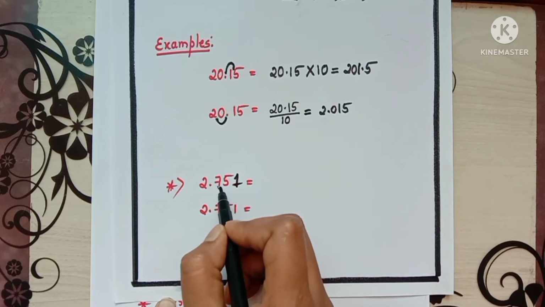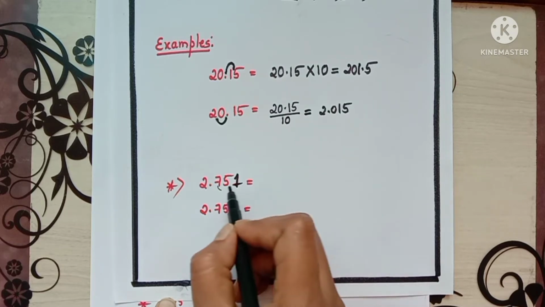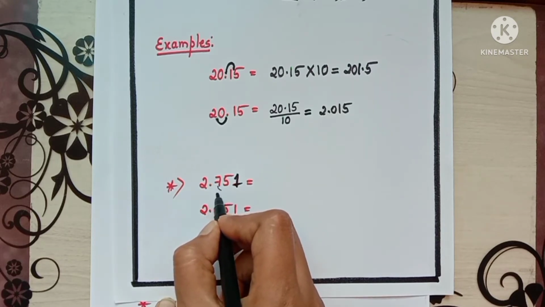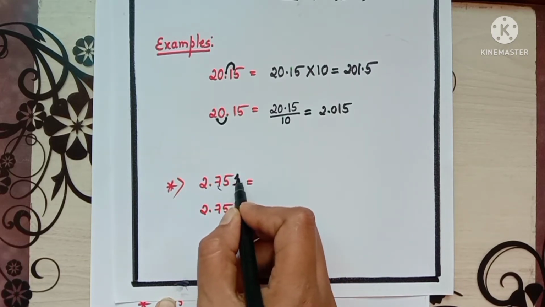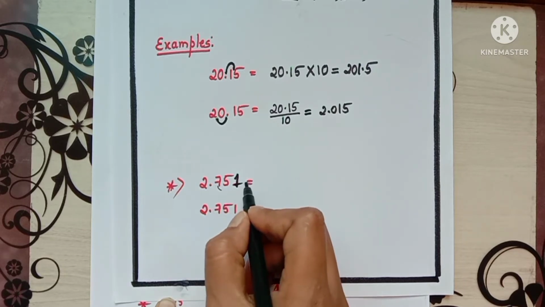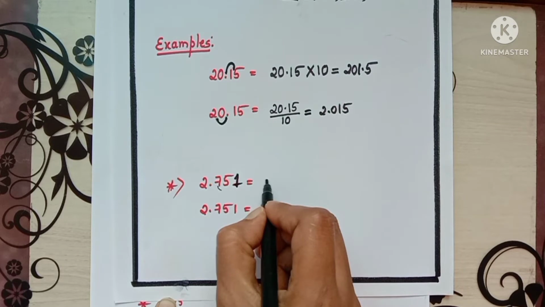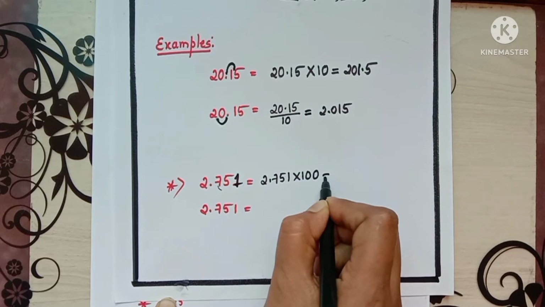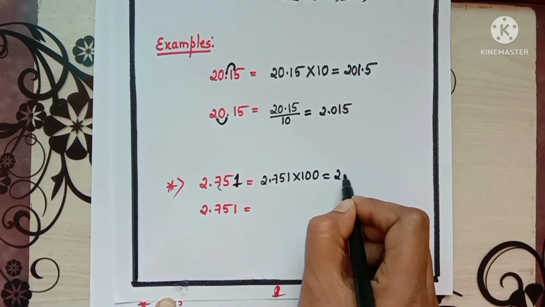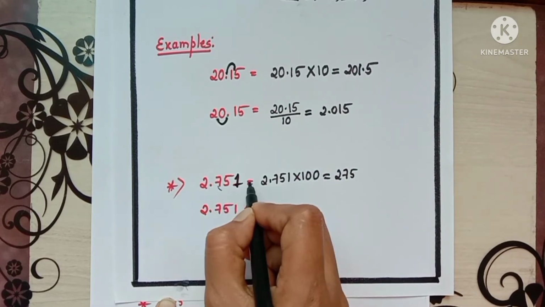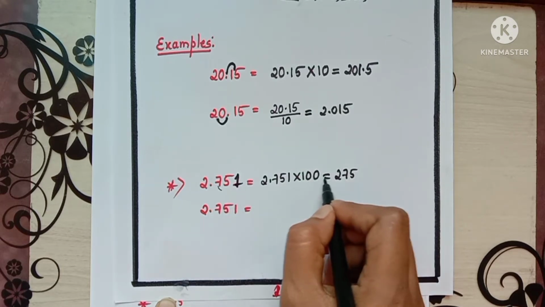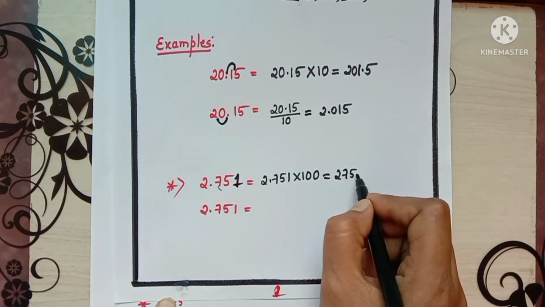100. 1 digit means I have to multiply it by 10. 2 digits means I have to multiply it by 100. 3 digits means I have to multiply it by 1000. I am going to shift this decimal point by 2 digits, that is in between 5 and 1. It means that is the right side. It means I have to multiply it by 100. That is 2.751 multiplied by 100 is equal to what? 275. 2 digits means the decimal point will be between 5 and 1 because I am multiplying by 100. That is 275.1.